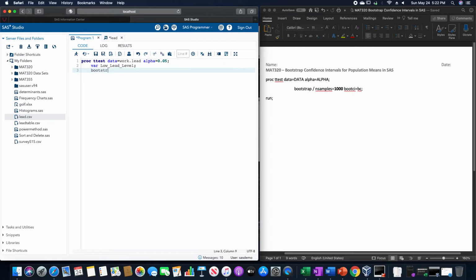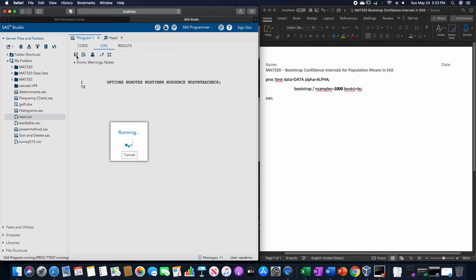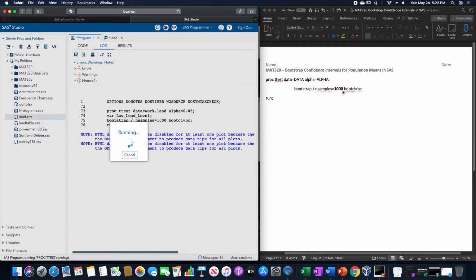And then bootstrap slash nsamples is equal to 1,000. Bootci is equal to BC. And then run. Eventually it's going to run this 1,000 times. It's going to take its sweet time doing so. After all, 1,000 is nowhere near a small number. But as you can see, it will very slowly update the screen.